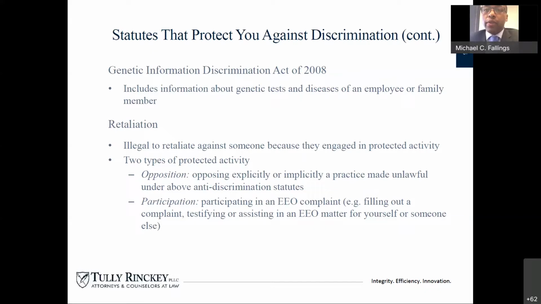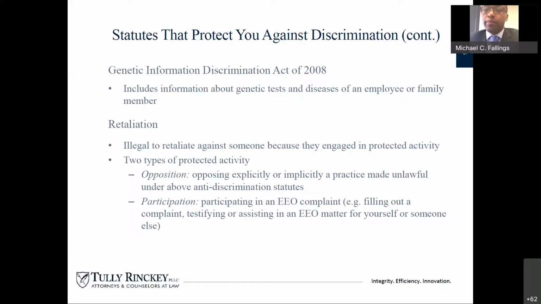And then there's a category called retaliation. Retaliation means when an employer takes action against an employee because of protected activity. It's illegal for an employer to take action against an employee because of their protected activity. Protected activity is defined as generally two categories: opposition and participation. The most common type of protected activity is participation when filing a prior EEO complaint. However, it's not limited to just filing a prior EEO complaint.